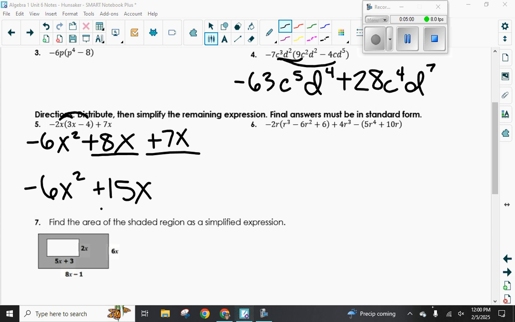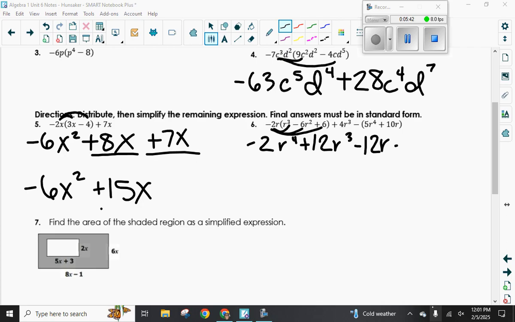So let's do the same thing with number 6, distribute. I have 3 terms to distribute here. So after I distribute, I should have 3 separate terms. Negative 2, I have nothing to multiply that with in the first term, so I'll just bring it down. What is r times r to the third? Perfect. Then you should have negative 2 times negative 6 is positive 12. R times r to the second? Yes, r to the third. Perfect. Then you're going to have negative 2 times 6, which is negative 12, and you'll attach the r because there's nothing to multiply that way.